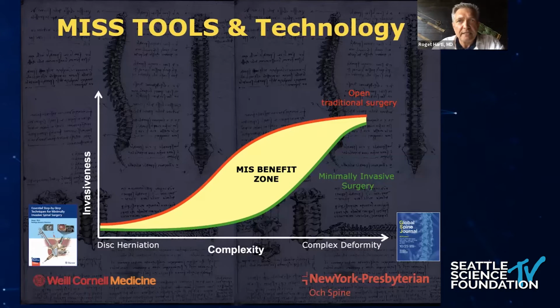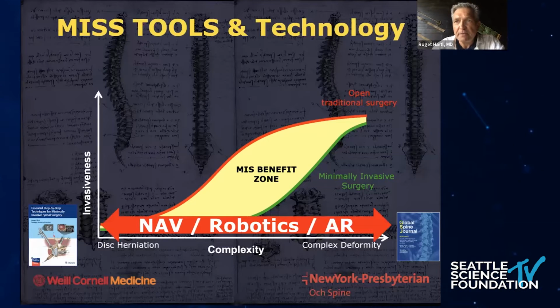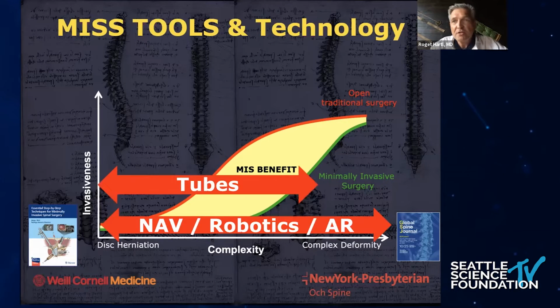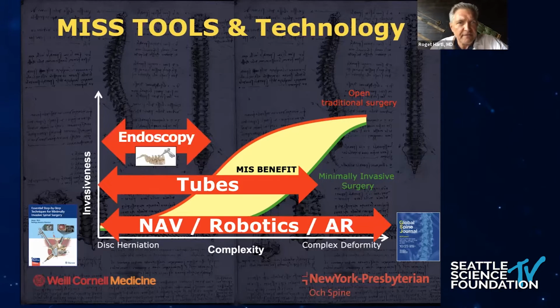Now, what are the tools and the technologies that MIS gives us that may help us with these cases? I think we've seen some data today, and we all are familiar with navigation. Some of us use robotics. And I think theoretically, this can really span the whole spectrum of spinal disease. Tubular surgery, I think, is beneficial for lumbar disc herniation, lumbar stenosis, fusion cases, obviously to a certain number of levels. And I think we've got a lot of evidence that there's a benefit.